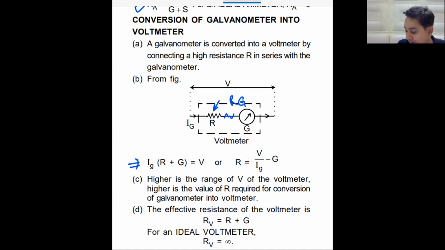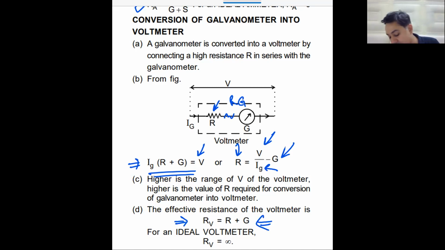Ig is the full scale current that, multiplied by R plus G, because both are in series, will be equal to V. This V is the voltage that this voltmeter can safely read. So this is the range of the voltmeter. Do we understand this? Yes, sir. V would be given, galvanometer resistance would be given, Ig would be given, to find out the value of this R. Then the effective resistance of the voltmeter becomes R plus G. For an ideal voltmeter, the resistance has to be infinity. You know this, right? Yes, sir.